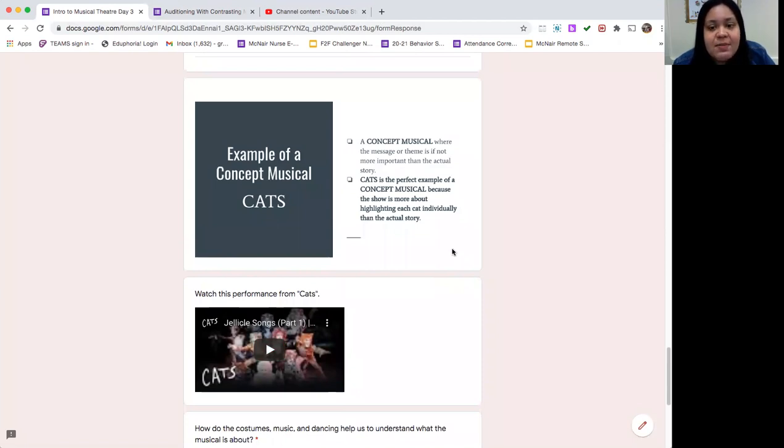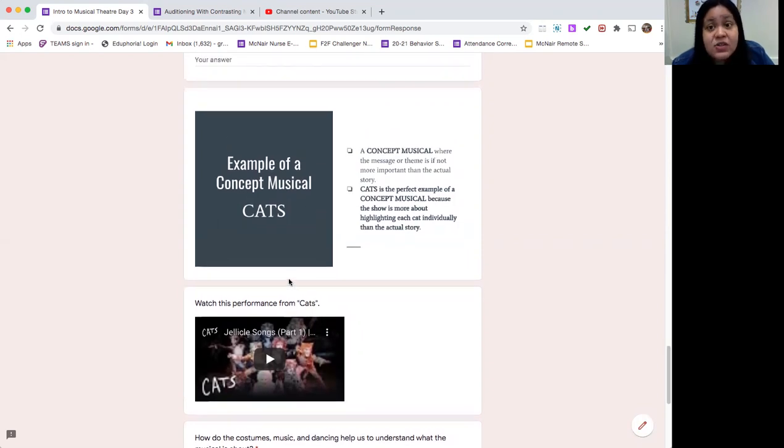So a concept musical is a musical where the message or the theme is more important than what happens in the actual story itself. Usually in a concept musical, if there is a common story, it's really not going to be about the plot, like the events that happen in the story. It's going to be more about what the overall message is. So an example of a concept musical would be Cats.